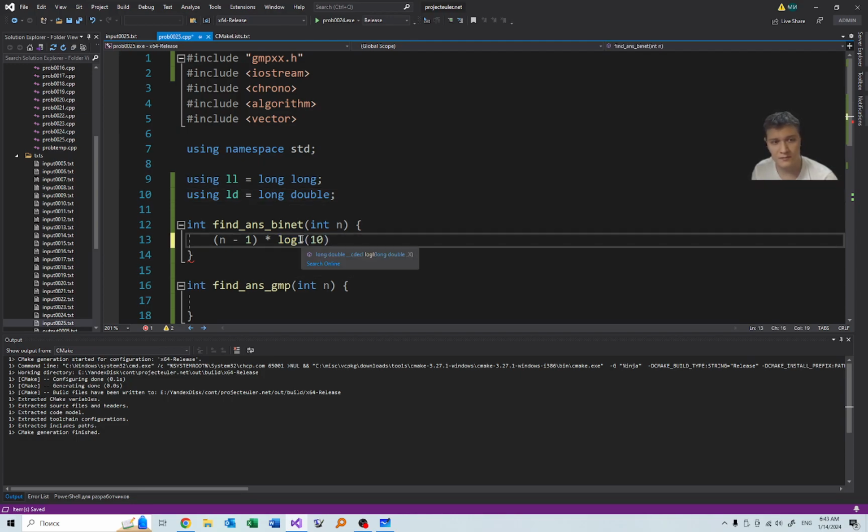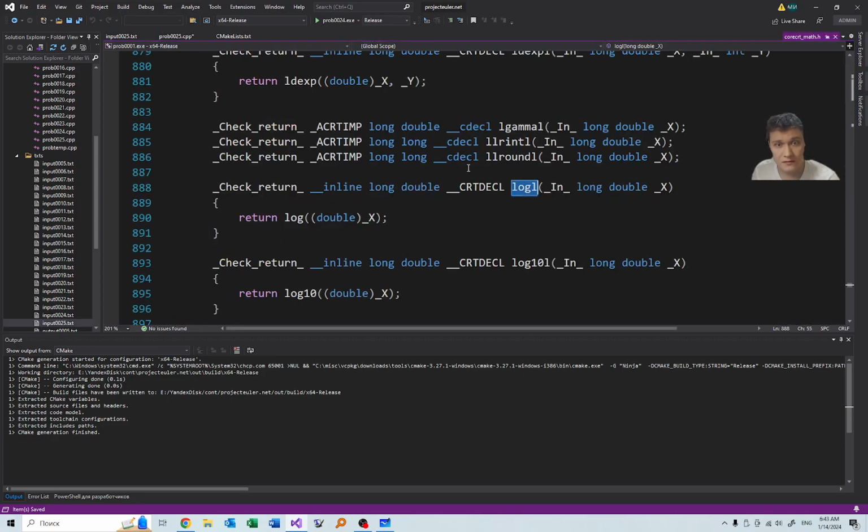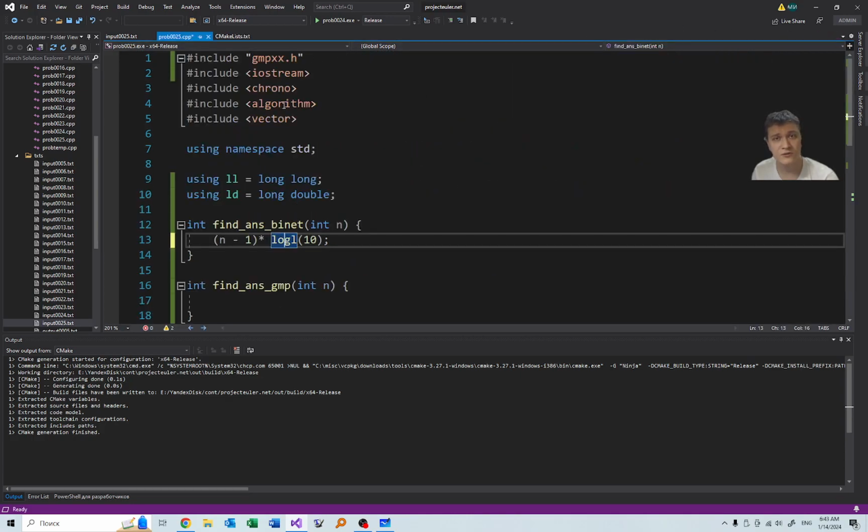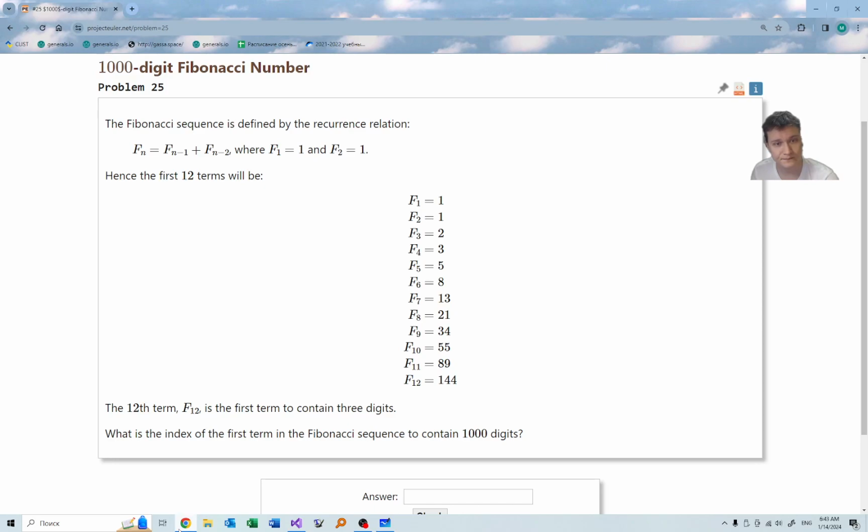But still, long double is the same as double. Maybe you can find it as this. Yeah, see, instead of finding the long double logarithm, it just finds the usual double logarithm. That's because Visual Studio doesn't want me to have high precision in such problems. This is unfortunate.